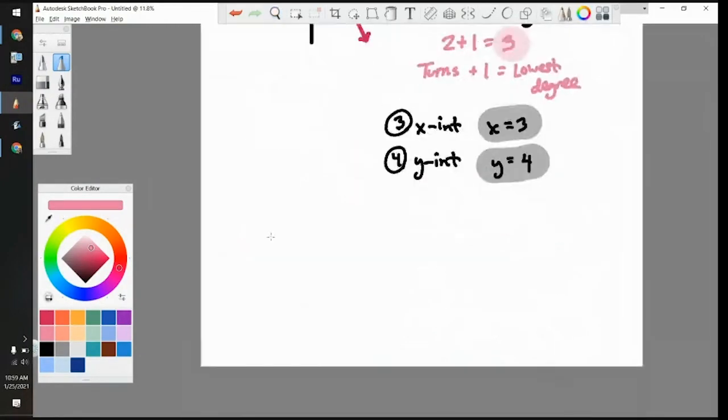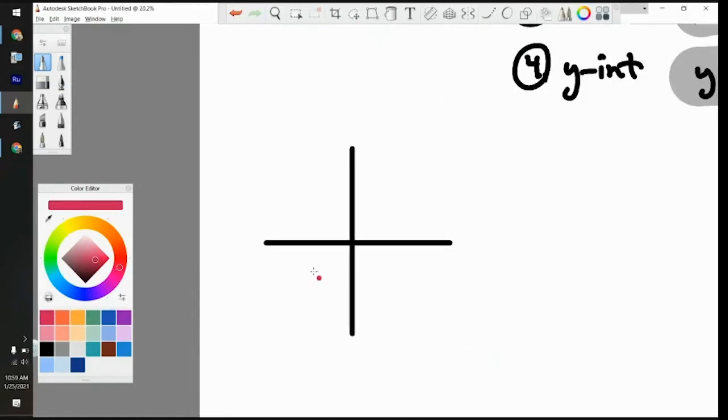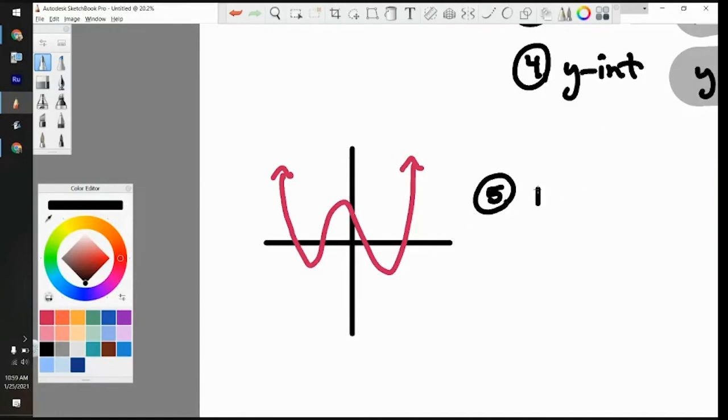Another way you could have done these problems, I'm going to just make a graph real quick, is where you have to kind of figure out what the equation of it is. So let's do something like this. Okay. Now, I'm looking for this one, it says, which is the correct equation?